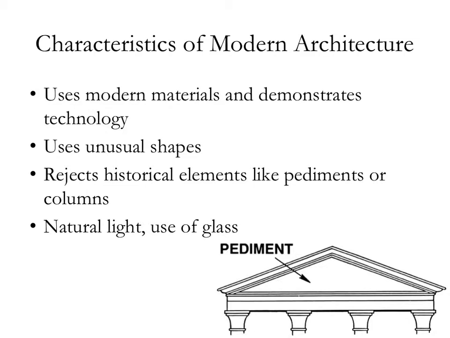So the first style is modern architecture. Modern architecture tries to use modern materials and things that really demonstrate the use of technology, advancing beyond typical materials like brick and stone. It also often uses unusual shapes, which we'll look at some examples of in a minute. And they reject historical or classical elements like pediments or columns. Pediments are this triangular shape that you see in the image. So think about classical pieces of architecture like, say, the Parthenon of Greece. Modern architecture totally rejects that style.